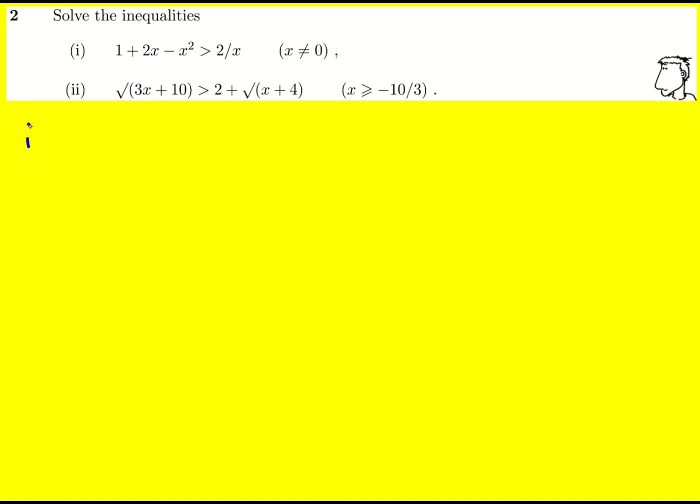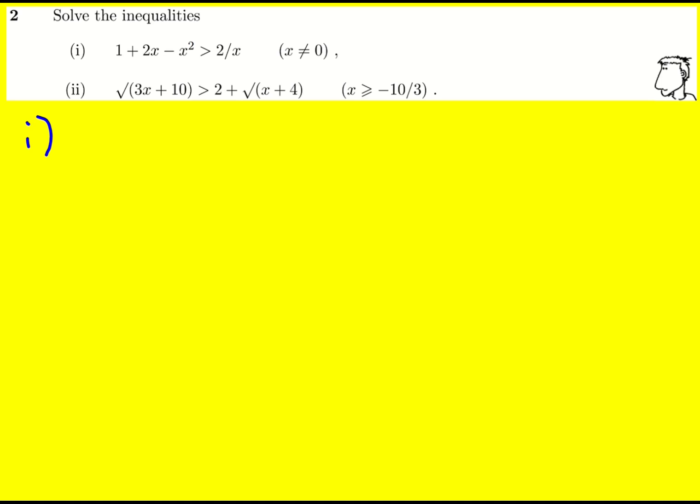Okay, we've got two inequalities to solve here. I'm going to go through it in two different ways. Method two is going to be to multiply through by x squared. Because when you have an inequality, if you times through by x, then if x is negative, the sign switches. If it's positive, it doesn't. So if we times through by x squared, then it will necessarily be positive and we can keep the sign the same.